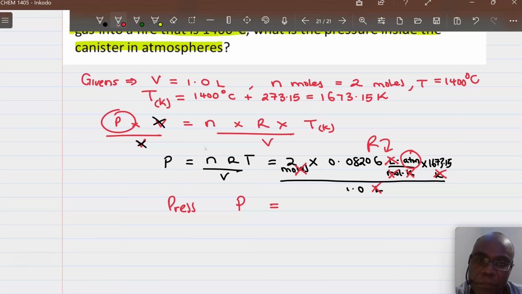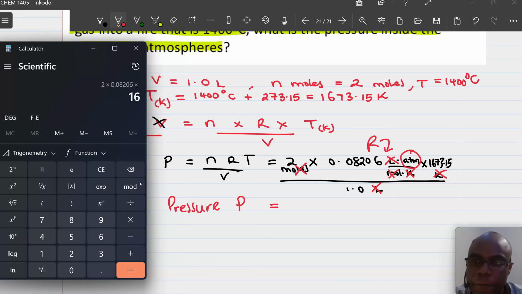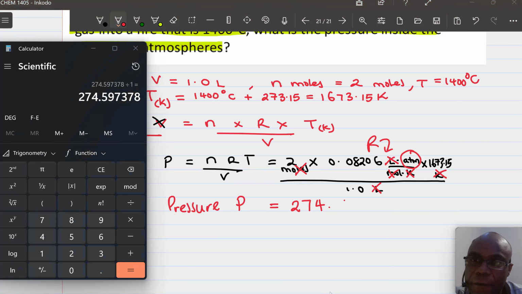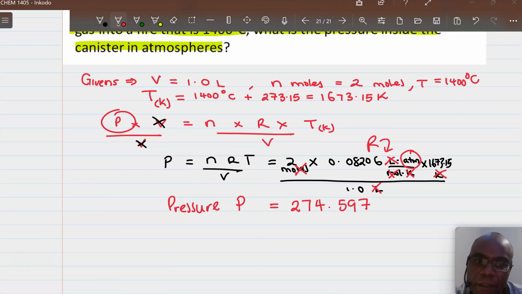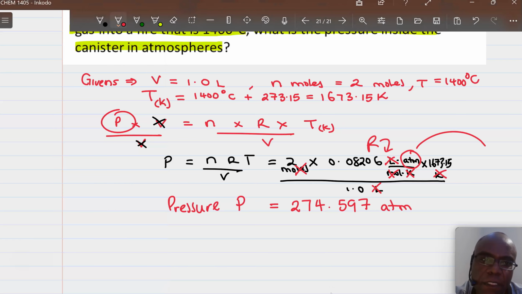So my pressure P is going to be equal to, let's do the math, times 1673.15, dividing this by 1. So it's 274.597. I should stop there. And this one is in ATMs, the units that were not cancelled.